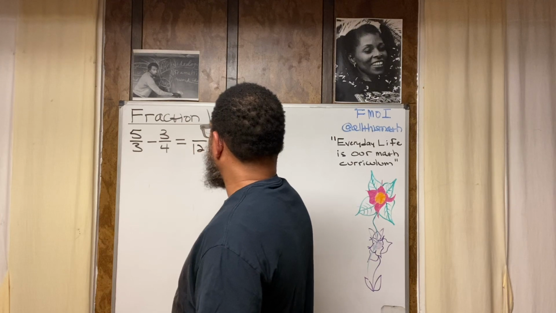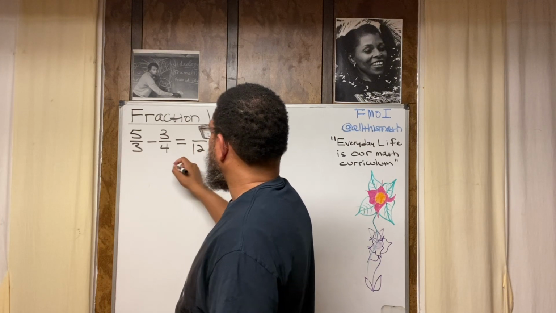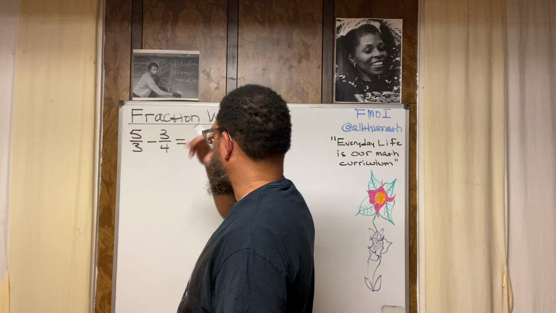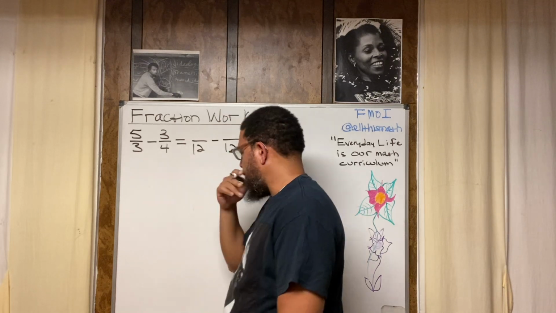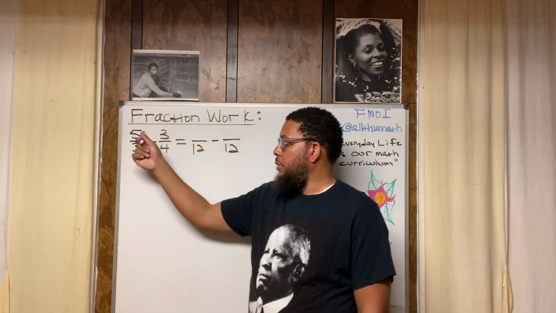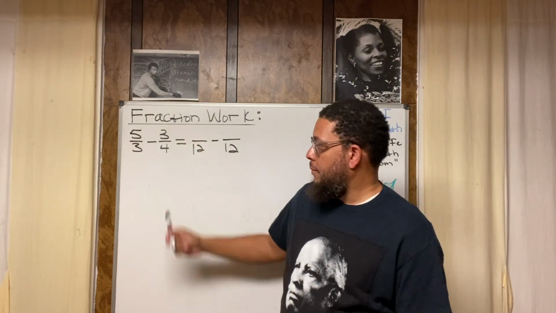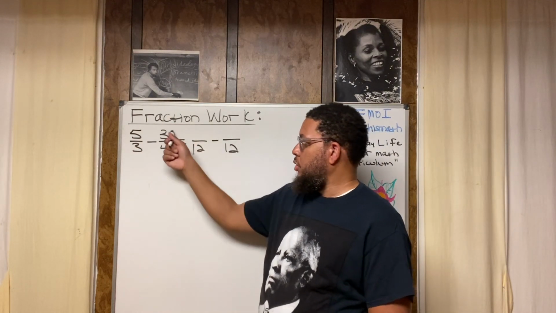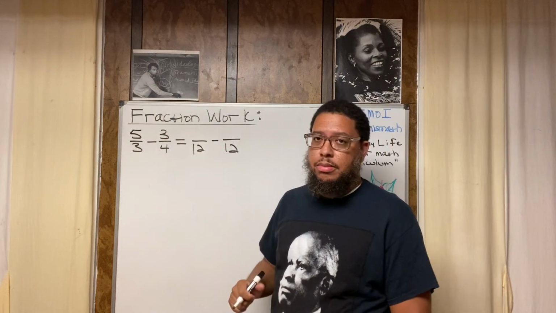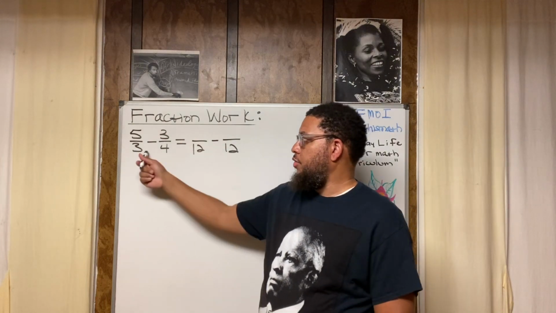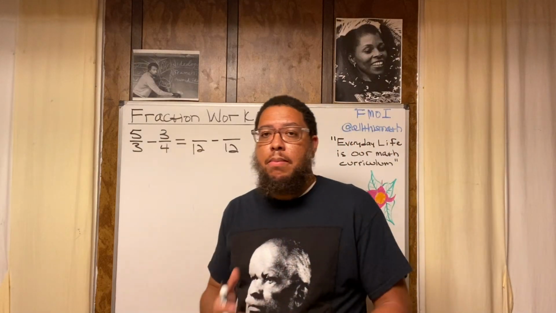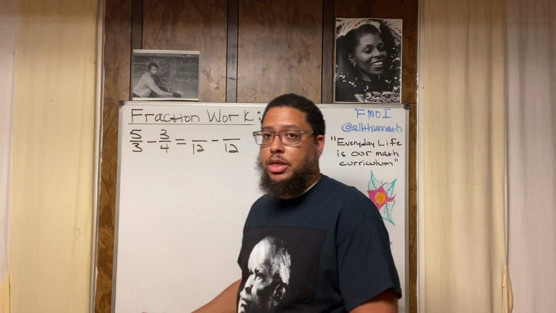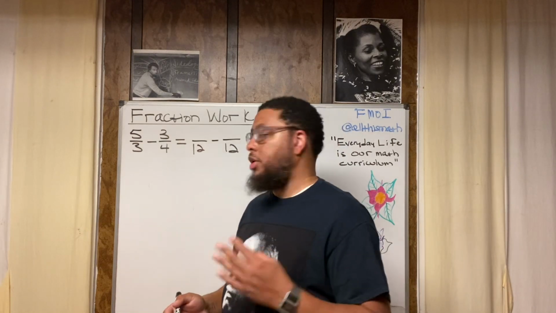So we got 12, and then we got 12, and check this out, right? This 3 turned into a 12. So that means this 5 got to turn into something. This 4 turned into a 12. So that means this 3 got to turn into something, right? So if 3 turned into a 12, how did that happen? By multiplication. But by what number? 3 times what equals 12? 3 times 4 equals 12.